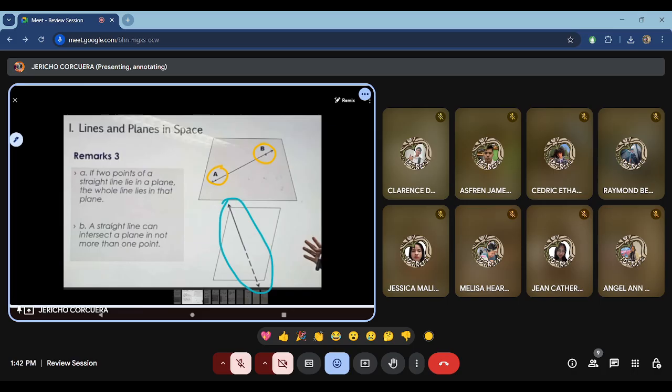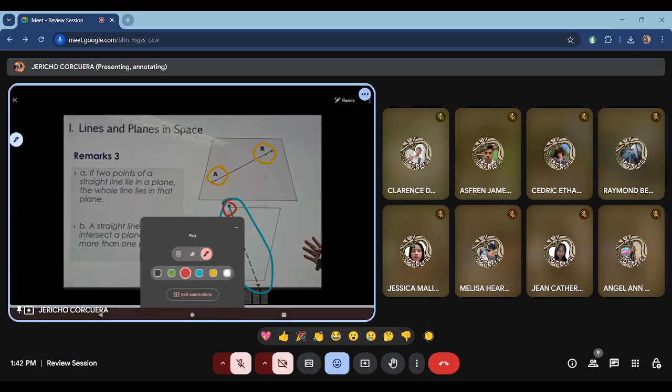So this is a point where the line is intersecting the plane. That's the point. Anyway, next, let's continue.